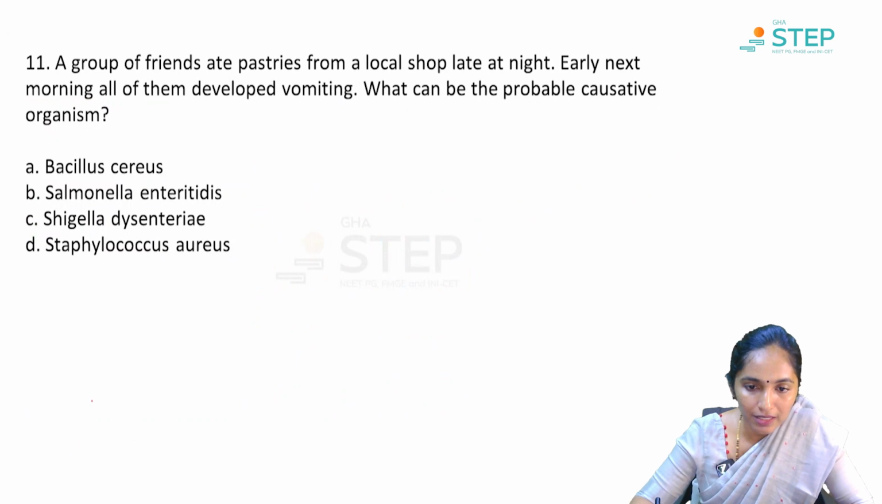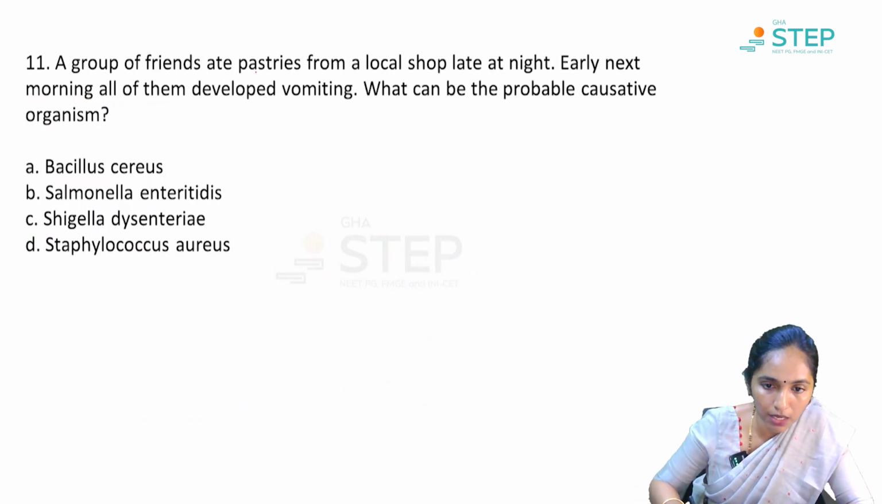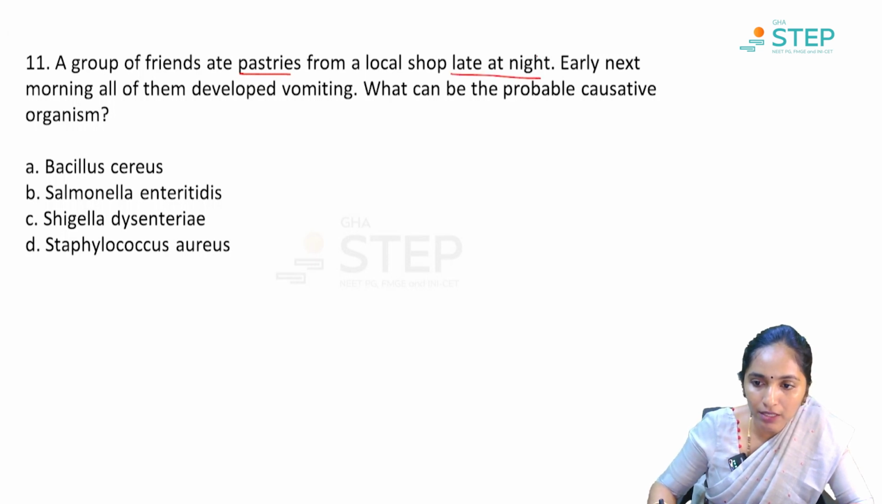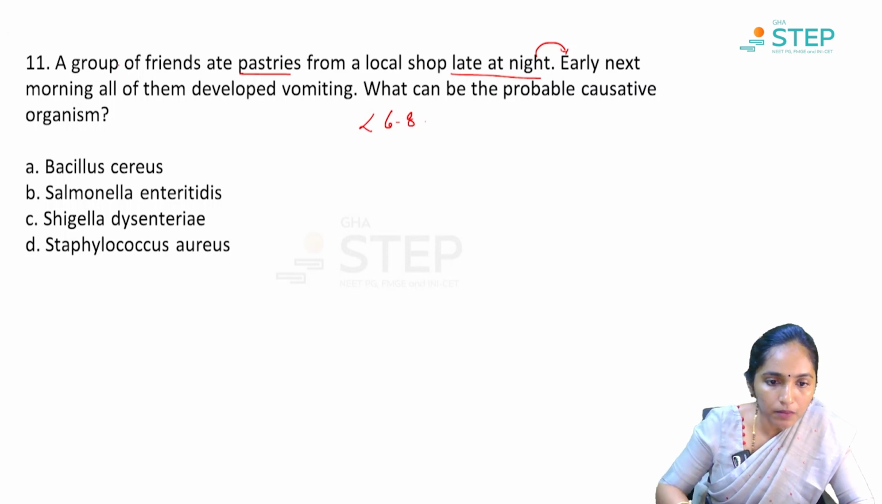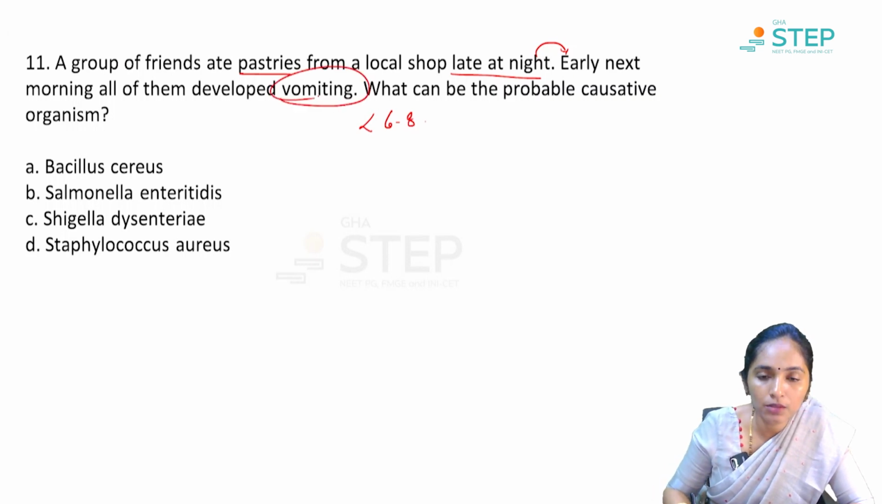A group of friends ate pastries from a local shop late at night. Okay, so we have two hints here: one is pastries and late at night. When did they develop any symptom? Early next morning. So late at night and early next morning, it should be less than say about 6 to 8 hours. All of them developed vomiting. So this is most important. What can be the probable causative organism? We have a list of organisms.